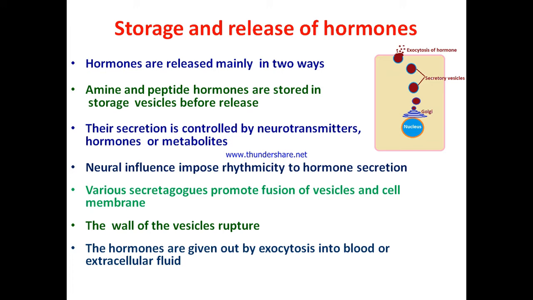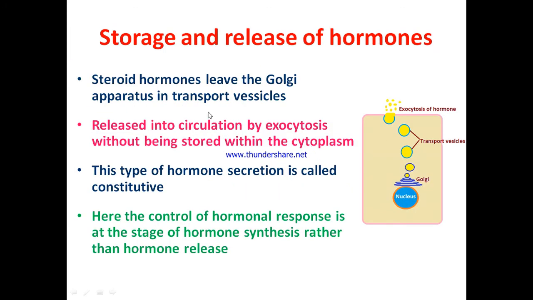or into the circulation. Second type of control: steroid hormones leave the Golgi apparatus in transport vesicles. Here the hormones are synthesized when they are needed, so the control is in the synthesis process. In the previous one, the control was during the release process. The hormone is constitutively produced and stored in storage vesicles in the previous case, and they will be released when they are needed, controlled by the various secretagogues, various factors controlling this secretion.